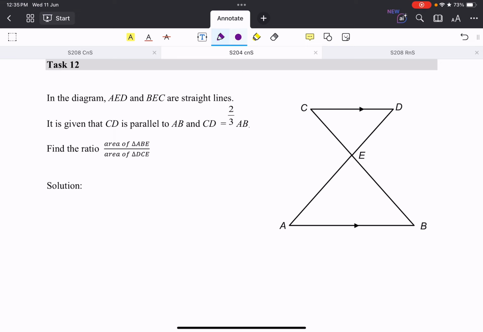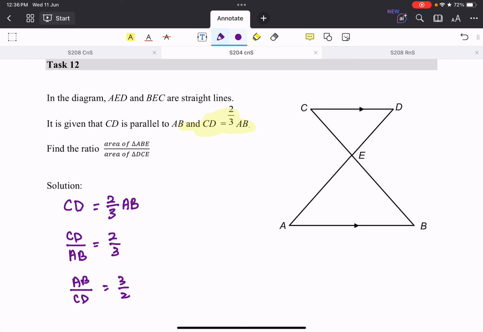So we're going to begin by looking at this ratio. This ratio is useful. Let me rewrite it properly: CD equals 2/3 AB. What this means is that CD over AB equals 2/3. Now we flip it around, which means AB over CD is 3 over 2.